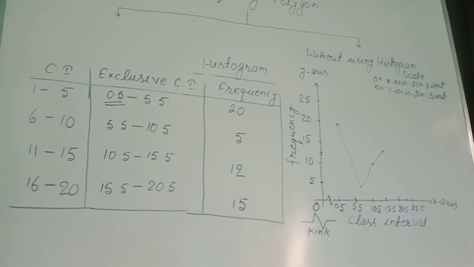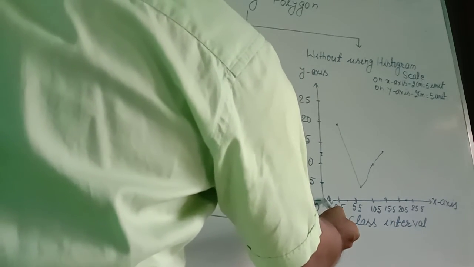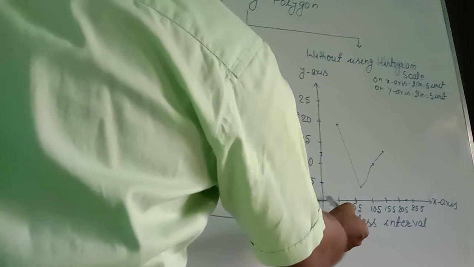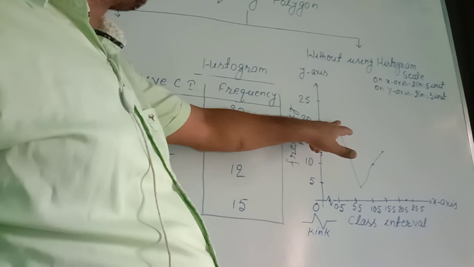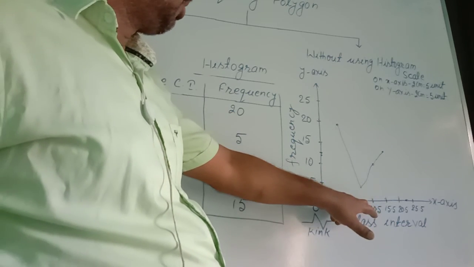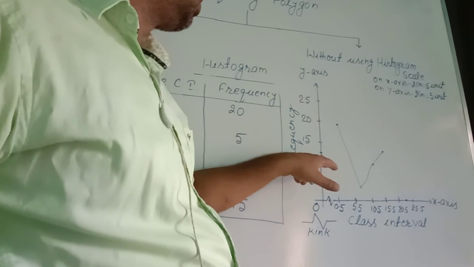So the basic facts will be the same. If the class intervals are given in inclusive form, we change them into exclusive form. Then if the class interval is not starting from 0, between 0 and the lower limit of the first class interval we use the kink mark. After that we find the middle points, and we go to match with the frequency. We find the middle point and match it with the frequency, that is 12.